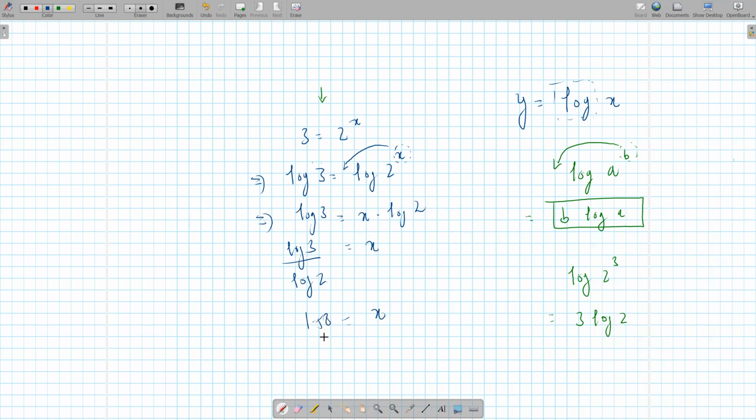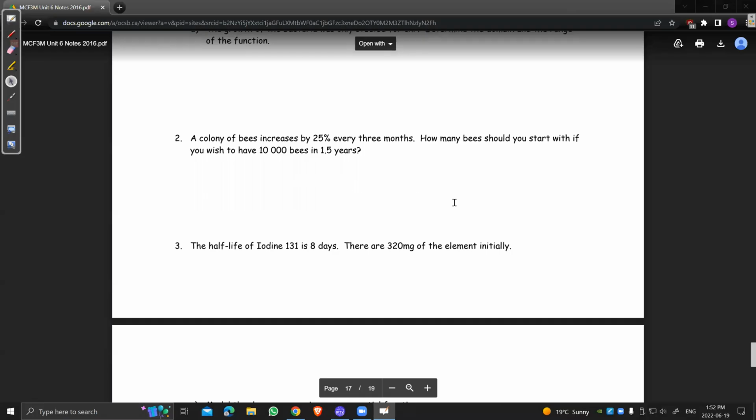We said it was 1.6, but that's a guess and check. So there you go. Log, a very powerful function. When you have an exponential equation, if you can't write it in terms of the base, then you go the log route, okay? So that's something new here. Let's see what questions they have for us.